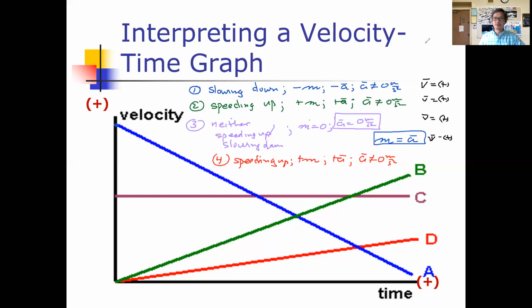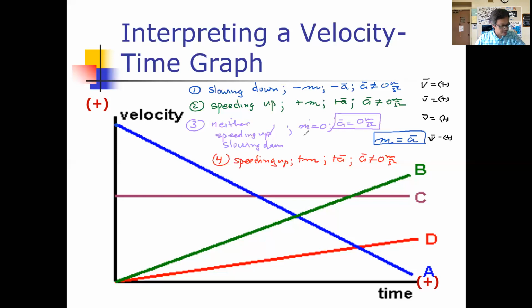Let me go ahead and do this here. I'll just answer the questions here for you. The first question is, how many objects are being represented on this time graph? The answer is going to be 4. So that's question number 1. Please make sure you write down the answers to the questions here.